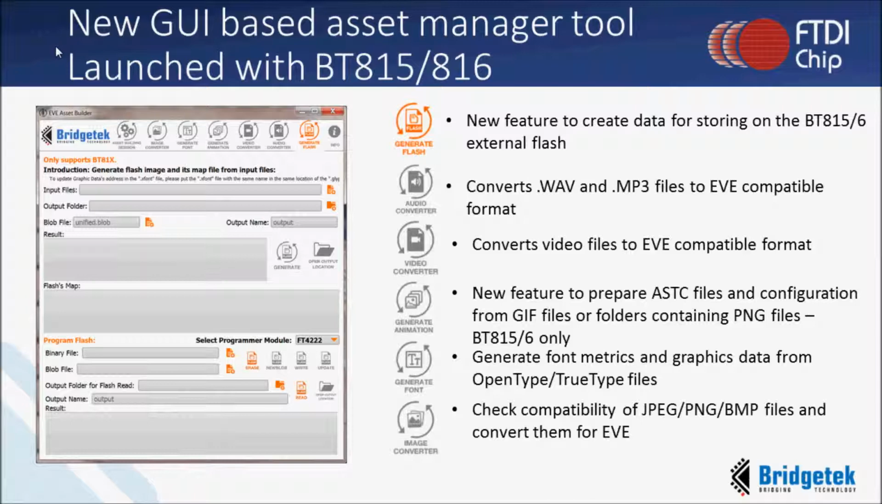It has the font generation utility which can be used to generate font metrics and graphics data from TrueType and OpenType font files. And finally we have our image converter which can take JPEGs, PNGs and BMP files and convert them for Eve. So this can be used with all previous generations of Eve graphics controllers, excluding the animation generation feature, which is only supported on our new third generation BT815/6 graphics controllers.